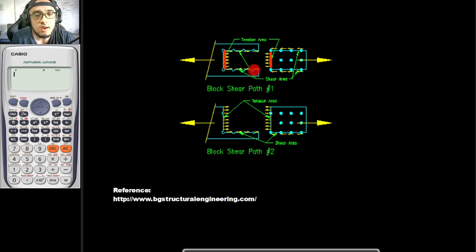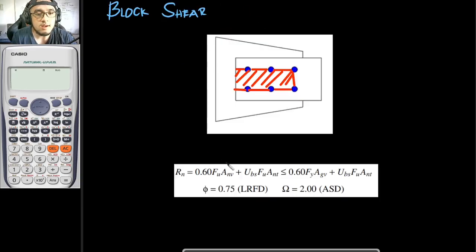And if your area is parallel to your line of action or your force, that area is what you would be calling your shear area. So we have your tension area and your shear area. We would be using these areas in solving for your block shear, which is well indicated in this formula right here: 0.6 FU ANV plus UBS FU ANT, and it should be less than or equal to 0.6 FY AGV plus UBS times FU times ANT.